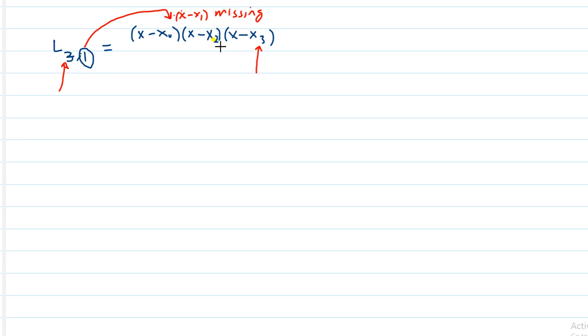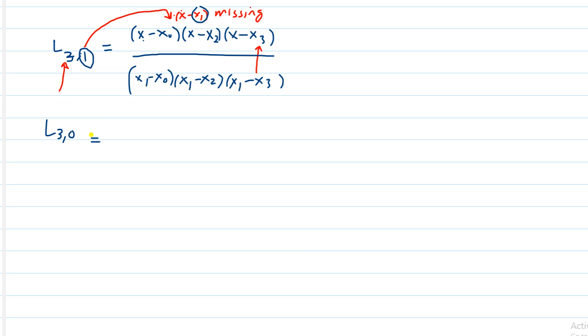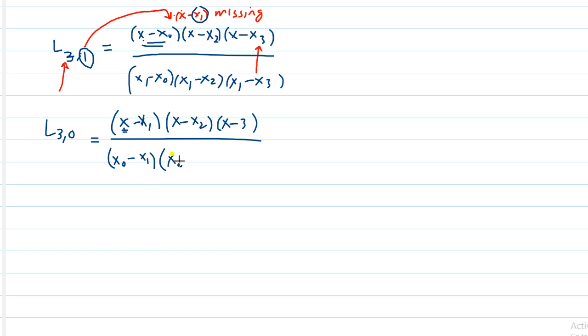Now we will divide by the same thing, but x replaced by which one is missing? X1 is missing. So I will replace x by x1. x1 minus x naught, x1 minus x2, and x1 minus x3. That's how we write L3,1. If you want to write L3,0, it will be x minus x1, x minus x2, x minus x3, because now x minus x0 will be missing. Whichever is missing, that will be replaced here. So x will become x naught: x naught minus x1, x naught minus x2, x naught minus x3.